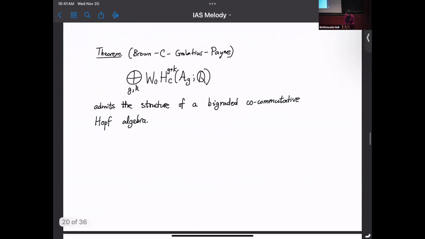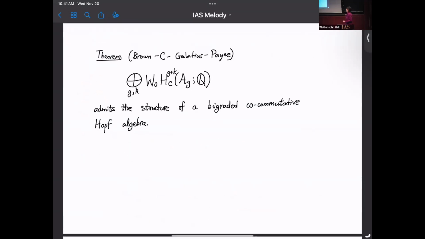Okay, let me state some theorems. One of our main theorems, this is in work with Francis Brown, Soren Galatius, and Sam Payne, is that the totality of the weight zero compactly supported cohomology of AG, so this is a bigraded vector space, it depends on genus and cohomological degree with an appropriate shift, admits the structure of a bigraded co-commutative Hopf algebra.